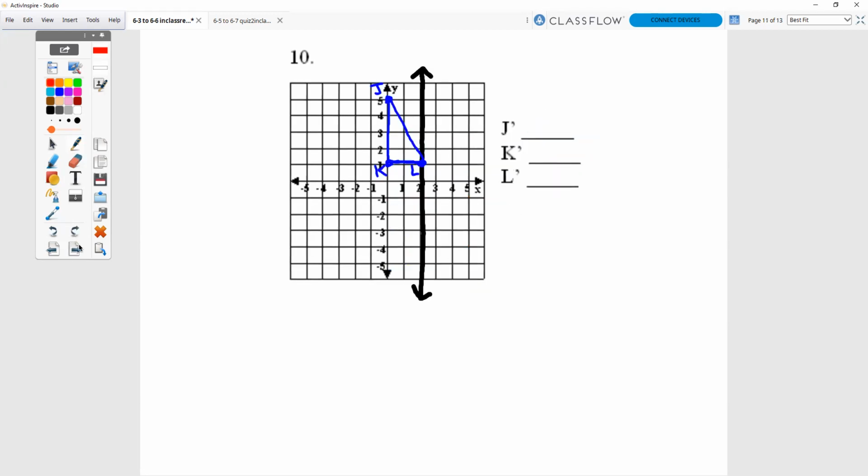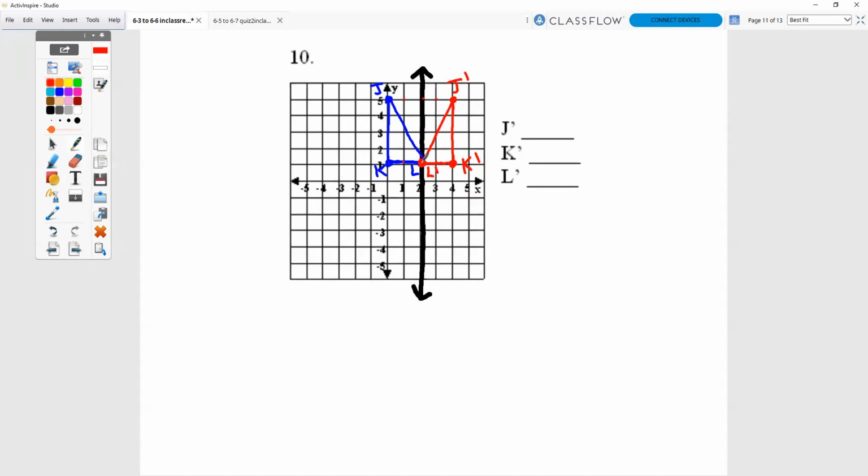Going over a random vertical line, doing the same thing. J is 1, 2 places to the line, 1, 2 places away from it. That's J prime. K is 1, 2 places to the line, 1, 2 places away from the line. That is K prime. L prime is a little bit weird. L is right on the line, so it's 0 places to the line. So that means it's 0 places away from the line. It just stays right where it was. If it's on the line, it stays on the line.